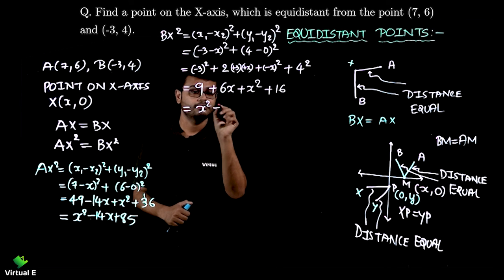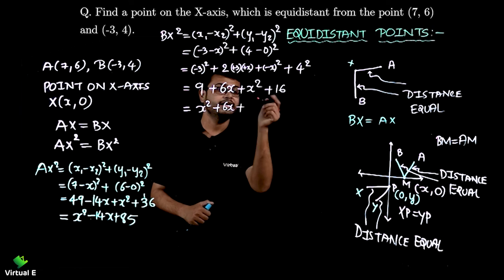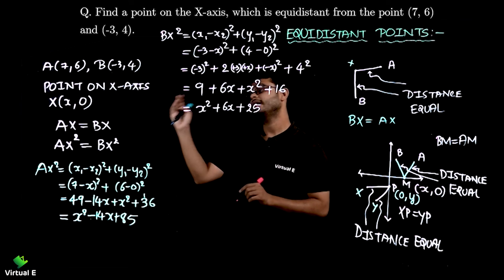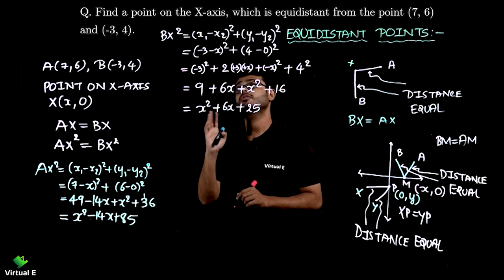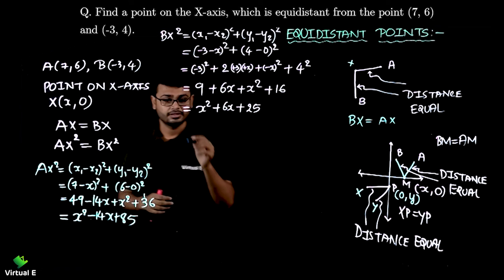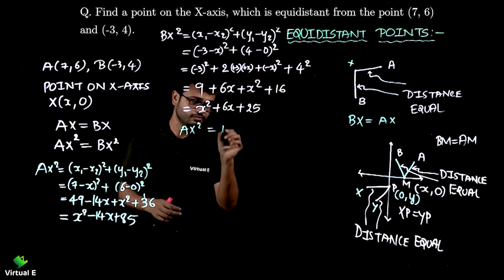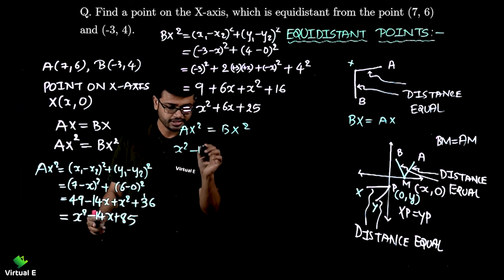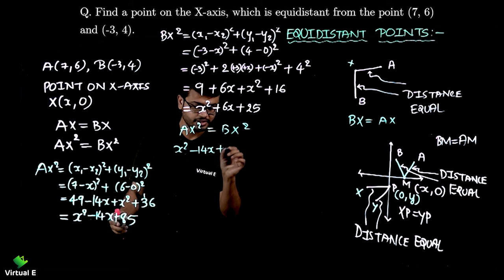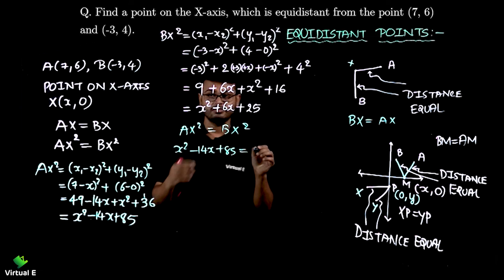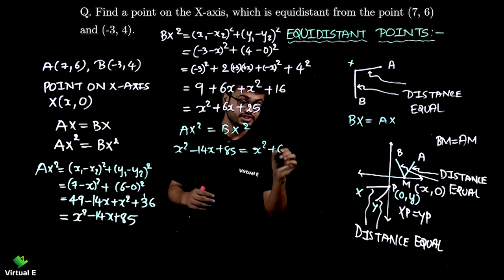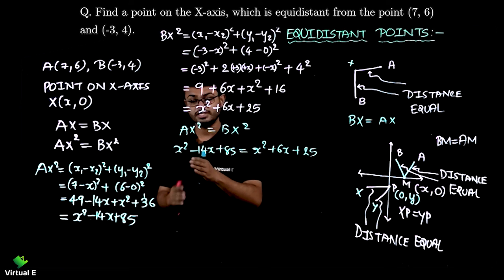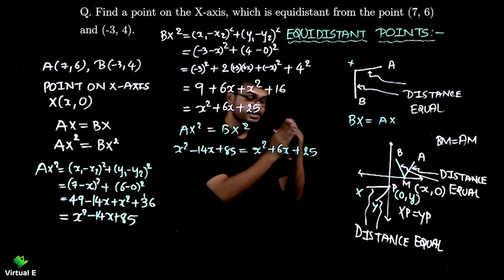So now let's simplify. Here x square plus 6x plus 9 and 16 will give you 25. Now what are we going to do? We are going to equate the value of AX square and the value of BX square. Let's write the condition then. AX square is equal to BX square. The value of AX square, which is x square minus 14x plus 85, is equal to x square plus 6x plus 25. Clear?